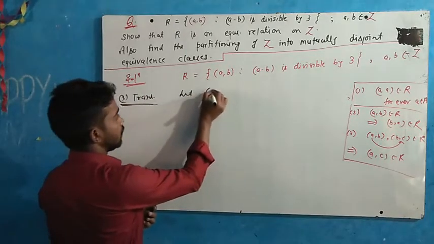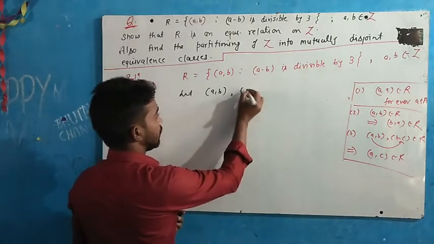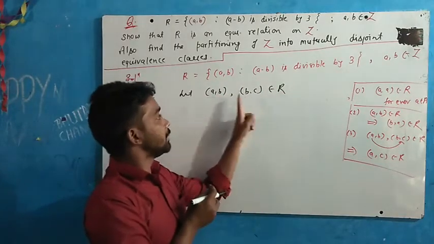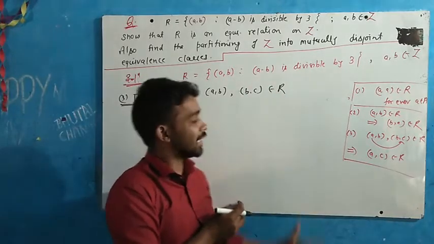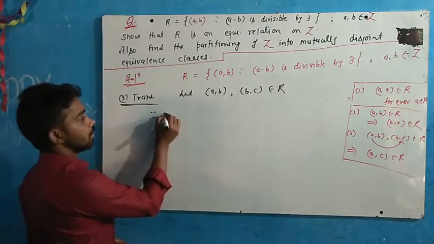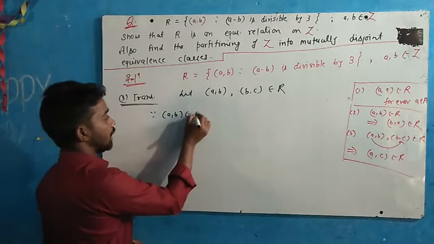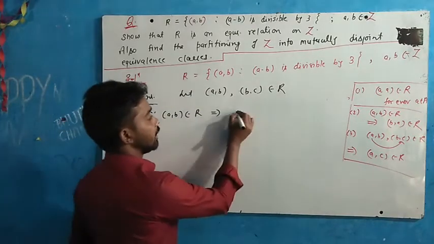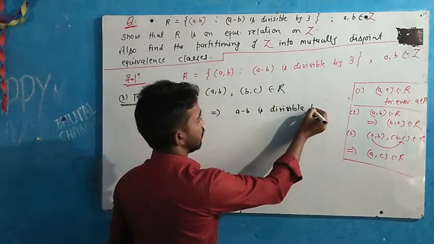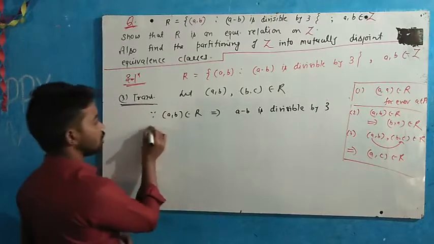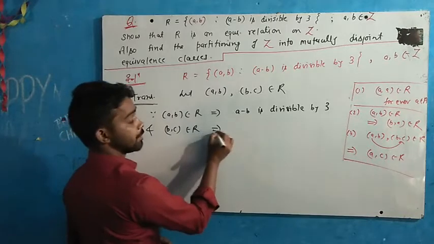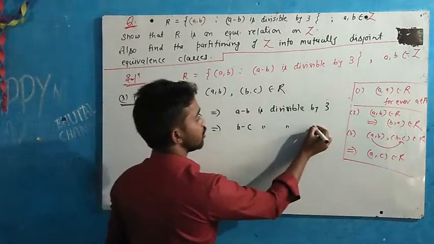Let (a, b) and (b, c) belong to capital R. It means a is related to b, b is related to c. So we will show that a is directly related to c. Clear? Now see how we will show. Since (a, b) belongs to R, this implies that a minus b is divisible by 3. And also (b, c) belongs to R, and this implies that b minus c is divisible by 3.